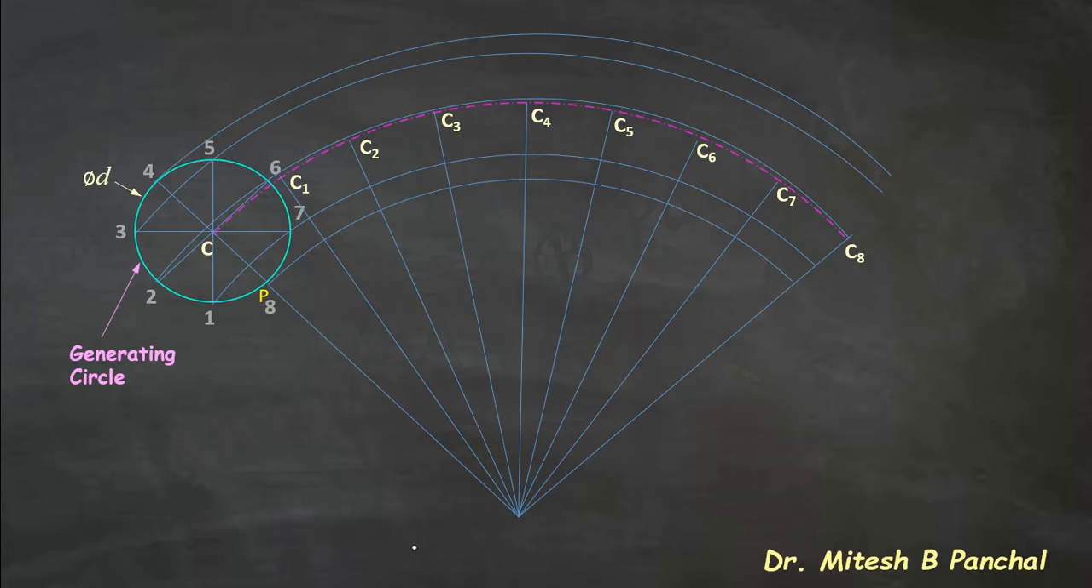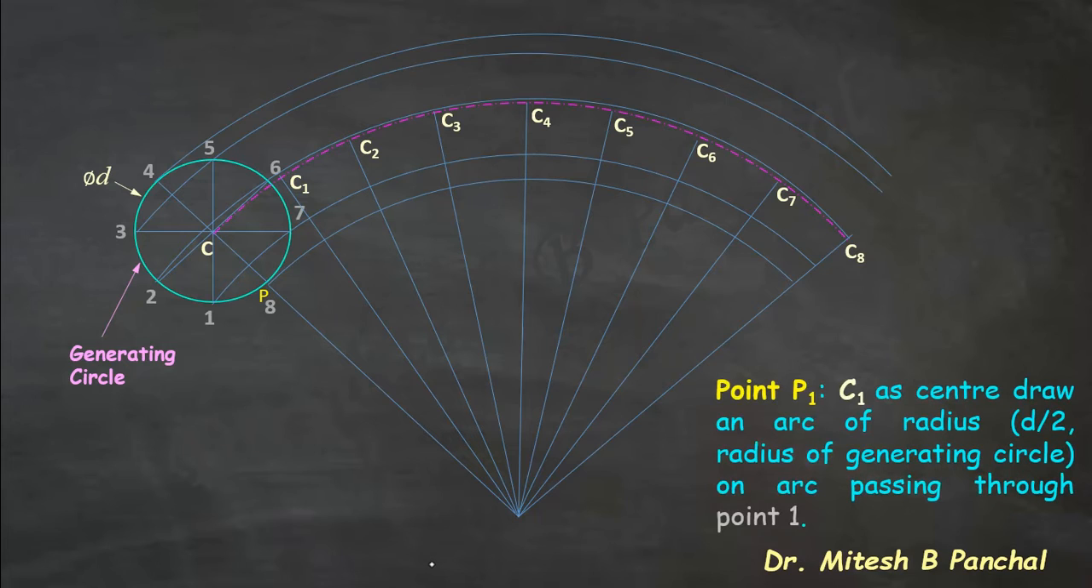So as the rolling starts and point C, that is the initial position of the center of the generating circle, approaches C1, meaning the new position of the generating circle at C1, we can obtain the point P1, that is nothing but the new position of initial point P.